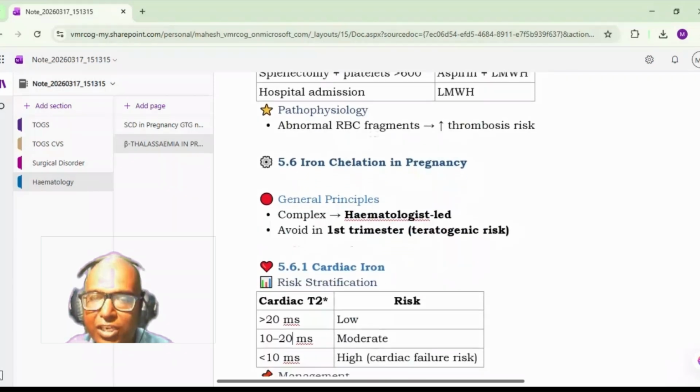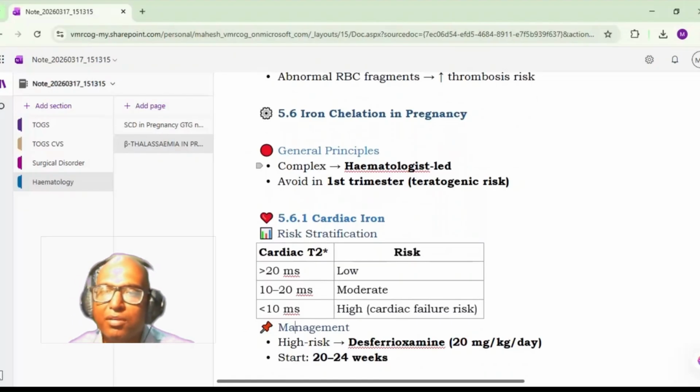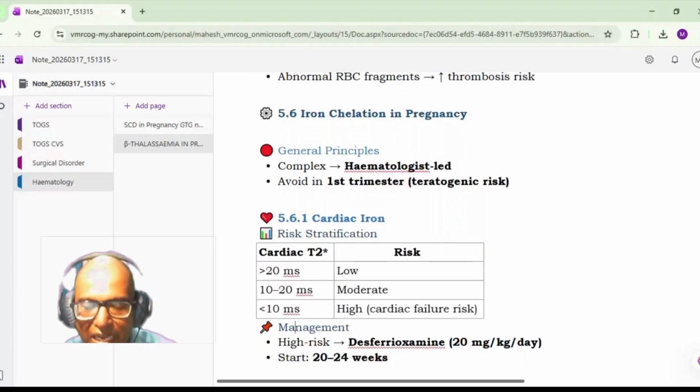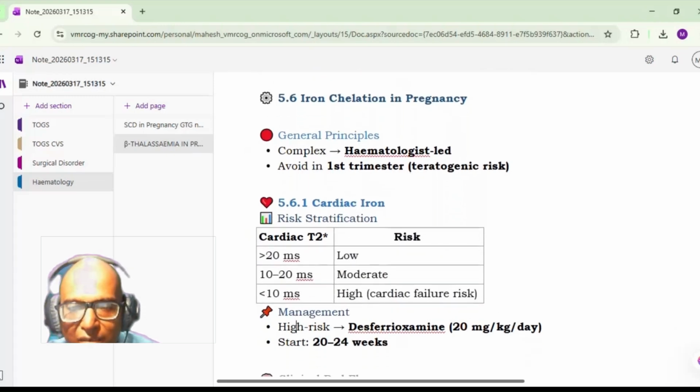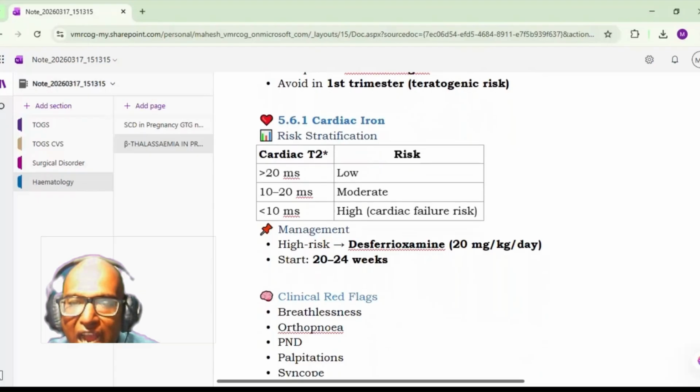Okay. Coming to the iron chelation therapy. So we need to consult the hematologist, and in the first trimester, chelation therapy is avoided because there is a possibility of the teratogenicity. Then coming to the cardiac iron, we have already mentioned that we will screen these patients for cardiac iron overload, and T2 MRI is performed. If it is more than 20 milliseconds, then it is low risk. If it is between 10 to 20 milliseconds, then it is a moderate risk, and less than 10 milliseconds is the high risk for the cardiac failure. So these high risk patients will require chelation therapy.